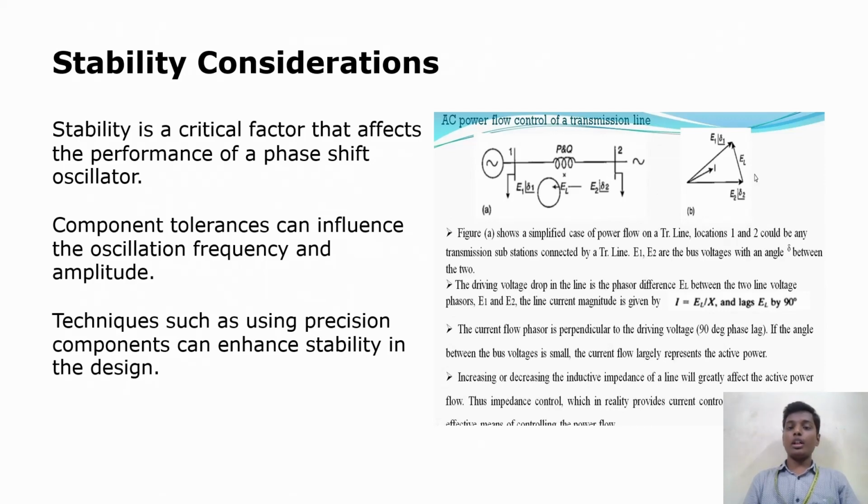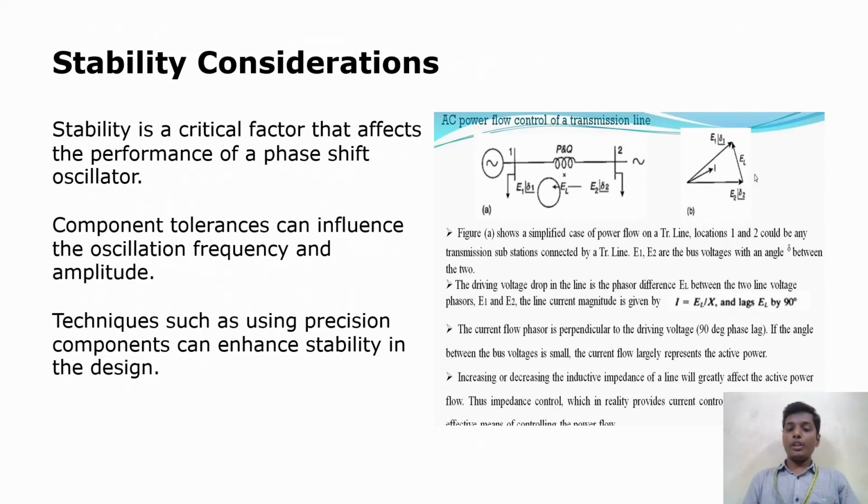AC power flow control of a transmission line. Here, figure A shows a simplified case of power flow on a transmission line. Locations 1 and 2 could be any transmission substations connected by a transmission line. E1, E2 are the bus voltages with an angle delta between the two.